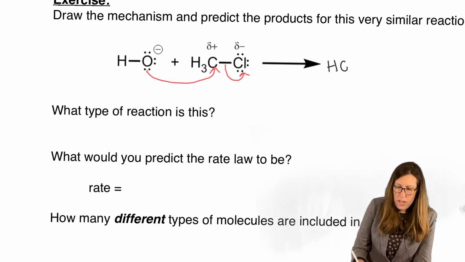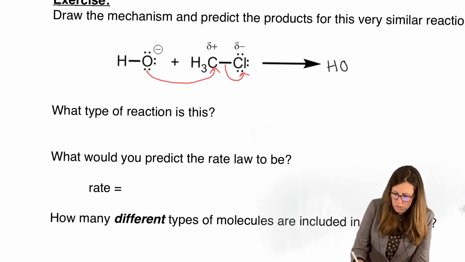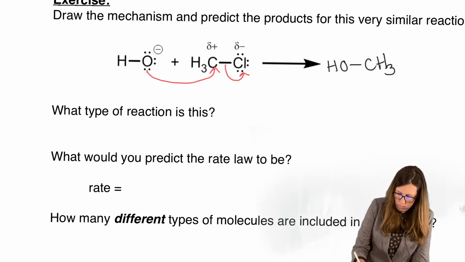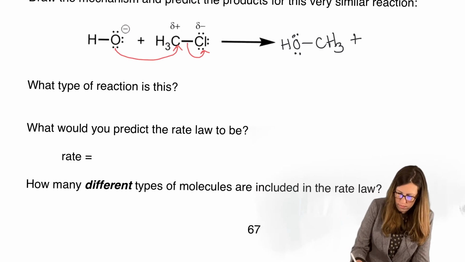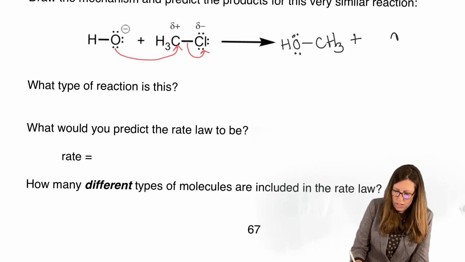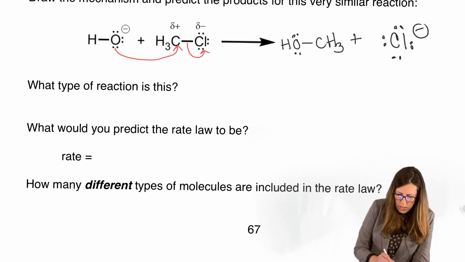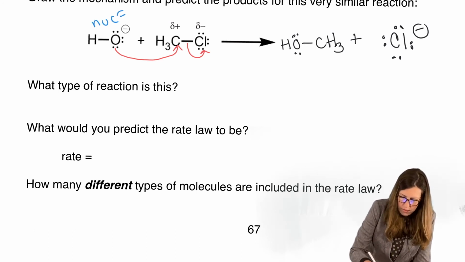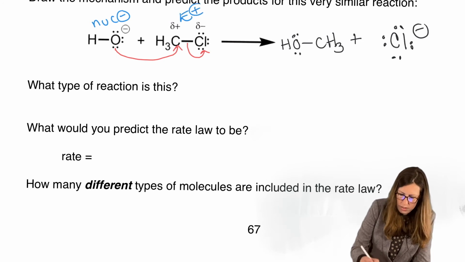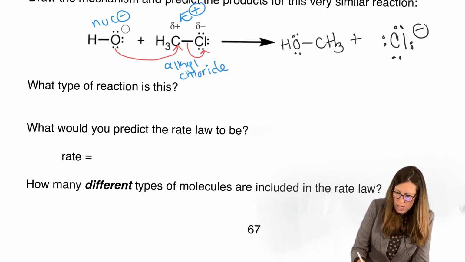So we can assume, by the way, that a reaction happens unless we have data to prove or to suggest otherwise. What happened to the chloride? It's by itself now, just like the previous example. Okay, so let's label everything. Nucleophile, electrophile, right? Our electrophile was an alkyl chloride, and when we were done, we made an alcohol.